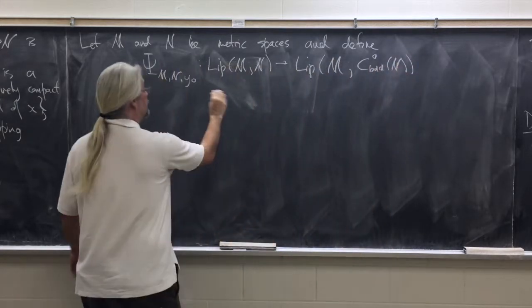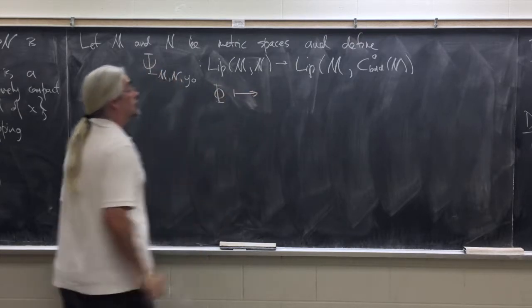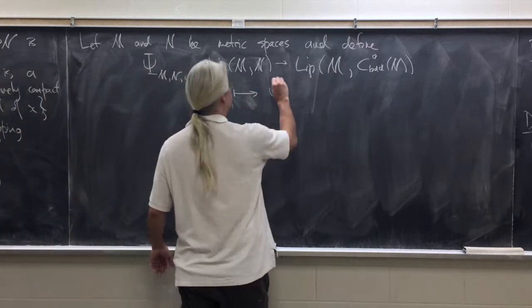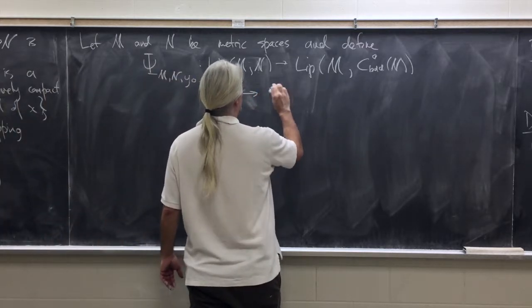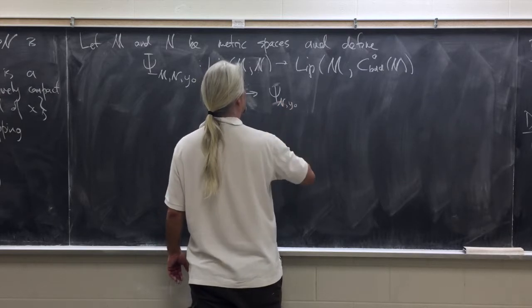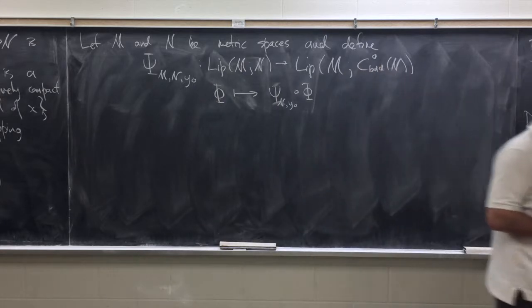And what's this mapping going to be? It's going to take a mapping phi, which is a map from M into N, and then use the embedding from N into the bounded functions on N. So it's really just small psi N y0 composed with phi. Does that make sense?